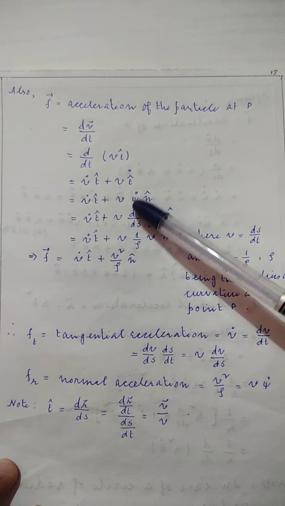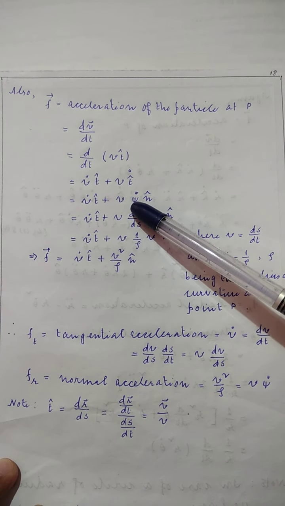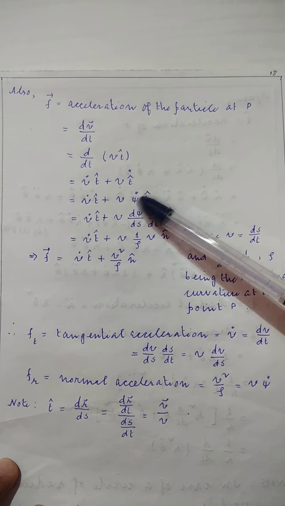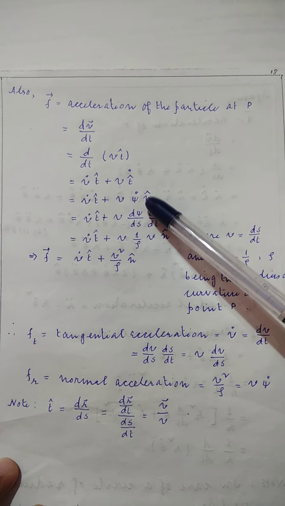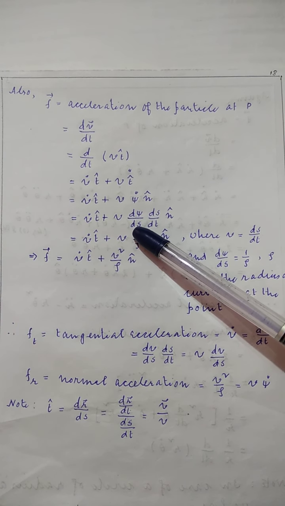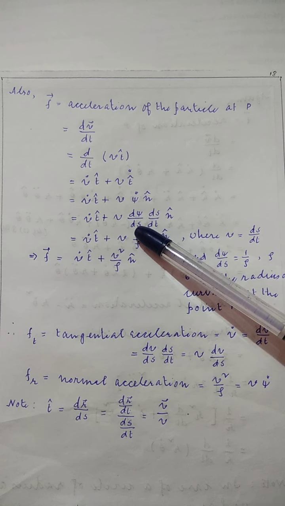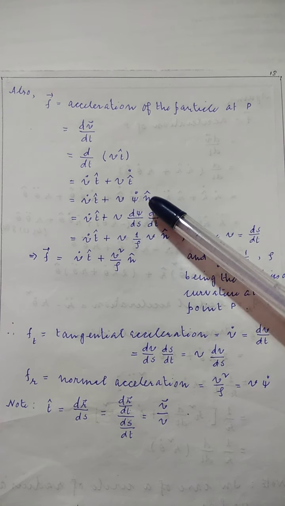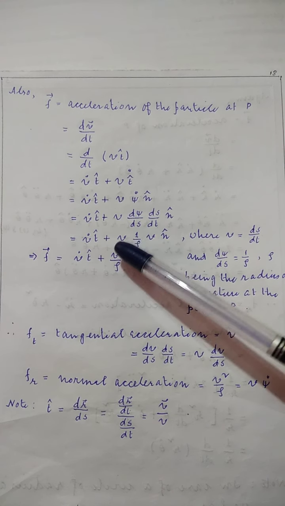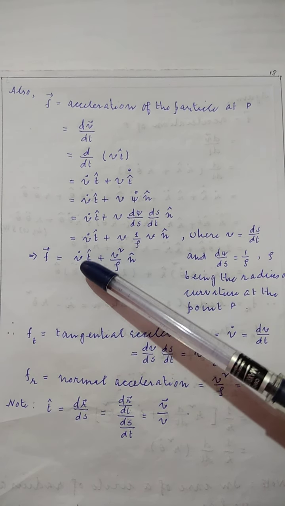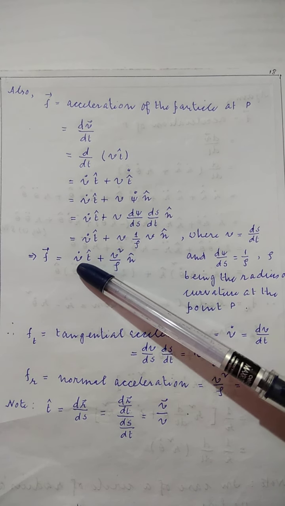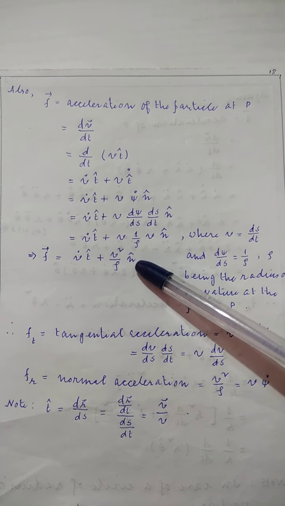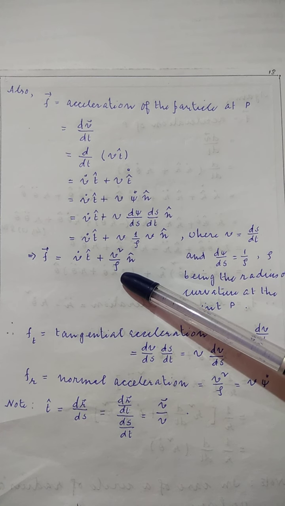Now psi dot means d psi by dt. By the chain rule of differentiation we can write d psi by ds and ds by dt. This ds by dt will give you the velocity, and d psi by ds is the curvature. We have already done radius of curvature in calculus, and it is denoted by rho, so d psi by ds we can write as 1 by rho. If you simplify this, you will get f bar equal to v dot t cap plus v square by rho n cap. The coefficient of t cap gives the tangential acceleration, and the coefficient of n cap gives the normal acceleration.